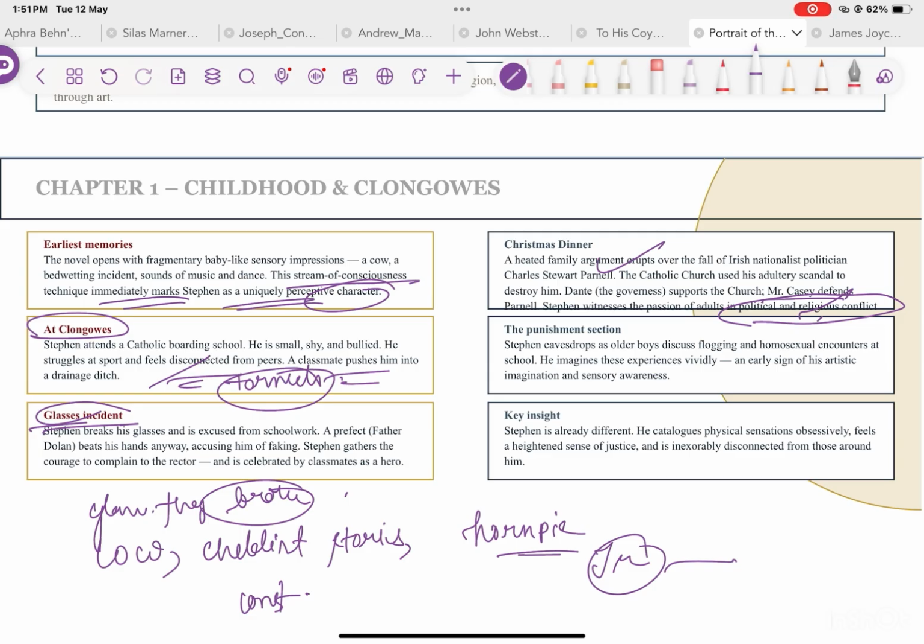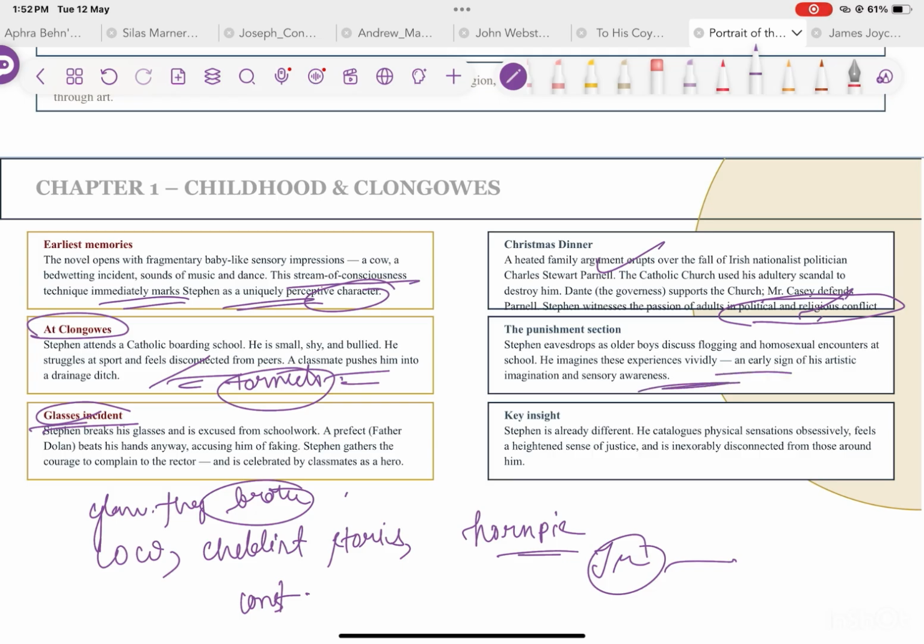At school, he sees some boys caught in sexual misconduct, and they face punishment such as flogging or expulsion. Flogging is a very dangerous and painful punishment. Stephen imagines the physical pain and humiliation of such punishment in great detail, and his constant reflection and imagination reveal his artistic and sensitive temperament.